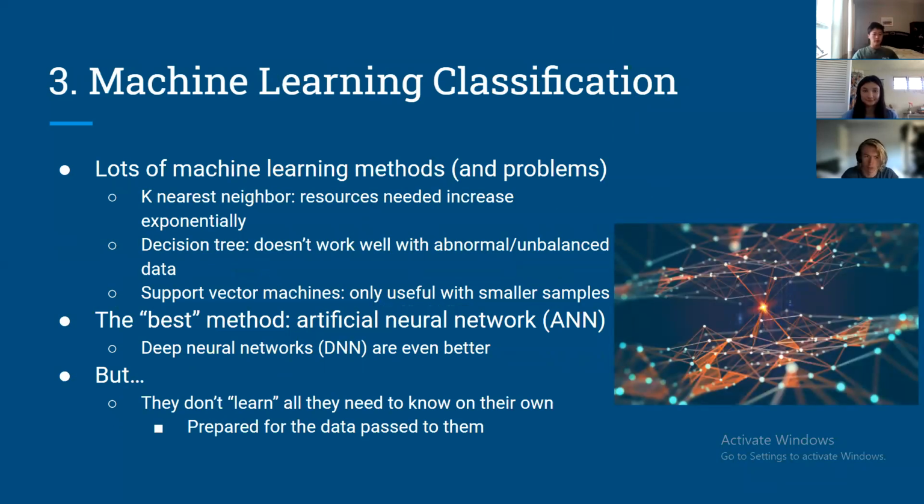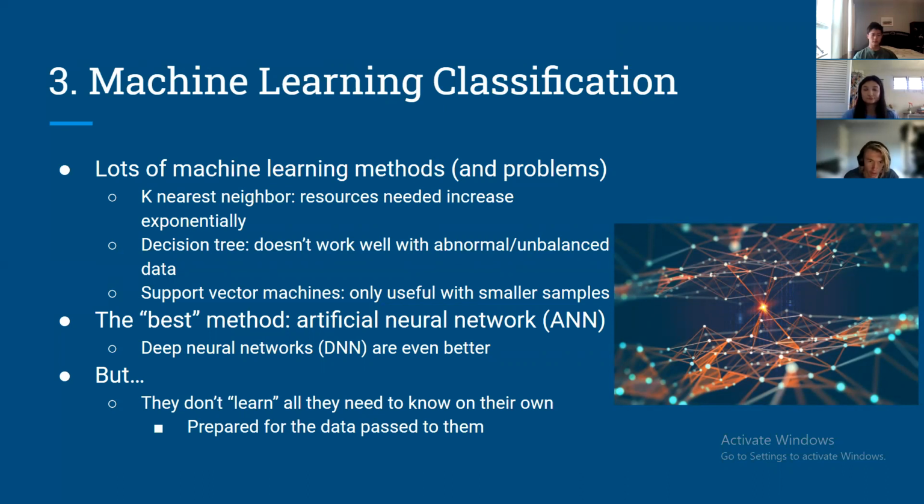All right, so the final step of the pipeline is machine learning classification. This can be done by a cardiologist, but the point of having a machine do it is so it doesn't have to be one. There's lots of methods to do this. For example, the sort of most simple, the k nearest neighbor groups data points together. It works well if there's not that many data points, but as soon as it becomes more complicated, the resources needed increase quite exponentially.